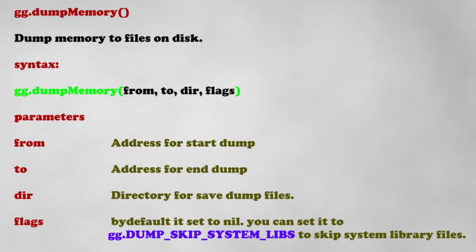gg.dumpMemory. Dump memory to files on disk. Syntax. gg.dumpMemory, from, to, dir, flags. Parameters. From, address for start dump. To, address for end dump. dir, directory to save dump files. Flags, by default, it is set to nil. You can set it to gg.dump_skip_system_libs to skip system library files.